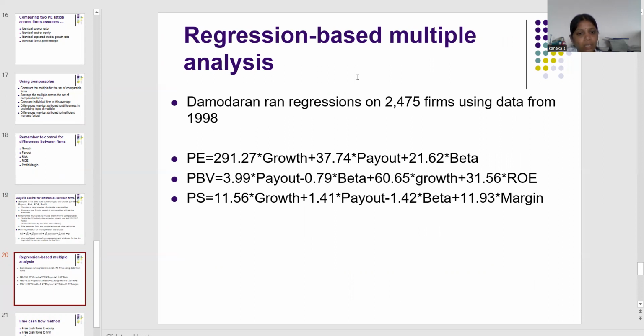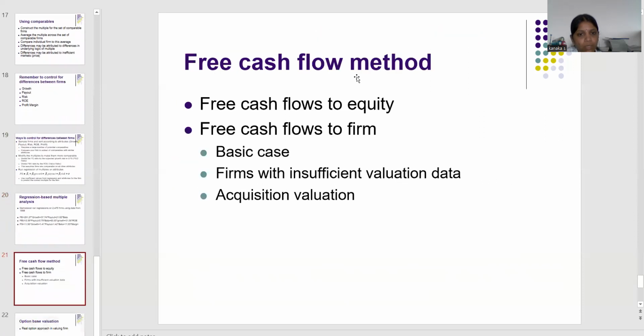So this is the PE and PBV value. PBV means price to book value, PS means price to sales. So find out the values.